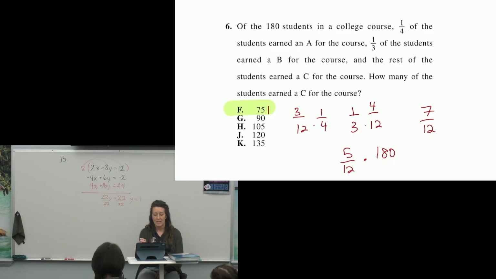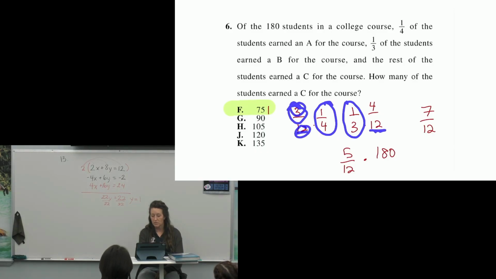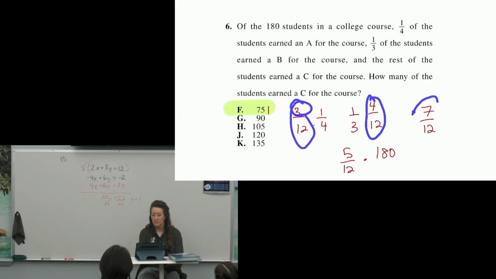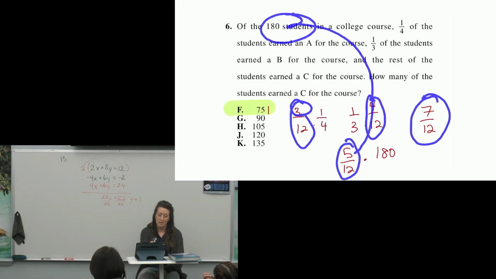Okay, so we added these two together. We had 1/4 plus 1/3. We got the same denominator. You do it to the bottom, you got to do it at the top. So then we ended up with 3/12 plus 4/12 was 7/12. So the rest of the kids got a C, which is 5/12 of this whole class. So 5/12 of 180 is 75.